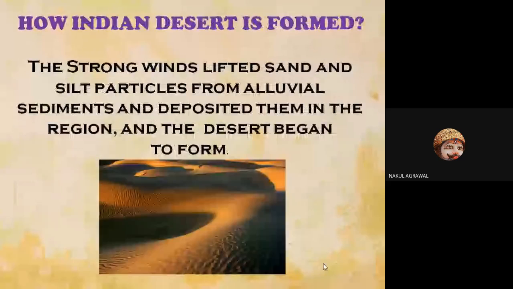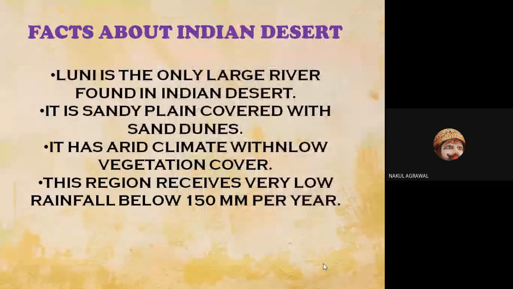How is the Indian desert formed? The strong winds lifted sand and silt particles from alluvial sediments and deposited them in the region, and the desert began to form. Facts about the Indian desert. Luni is the only large river found in the Indian desert. It is a sandy plain covered with sand dunes. It has a climate with low vegetation cover. The region receives very low rainfall, below 150 millimeters per year. Thank you.